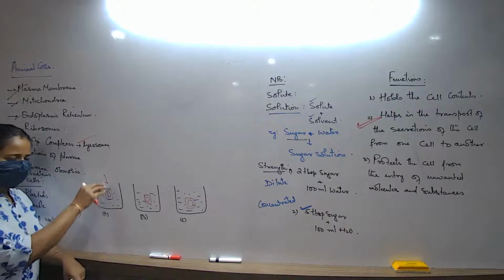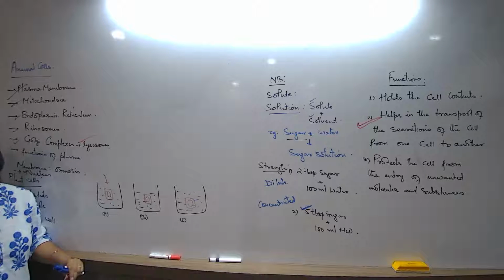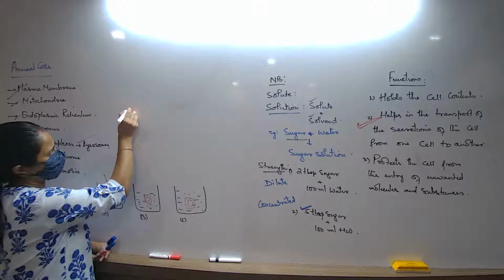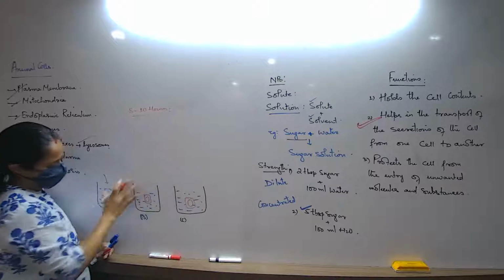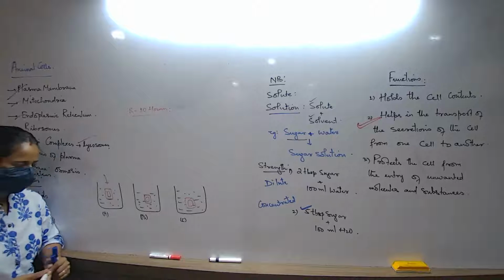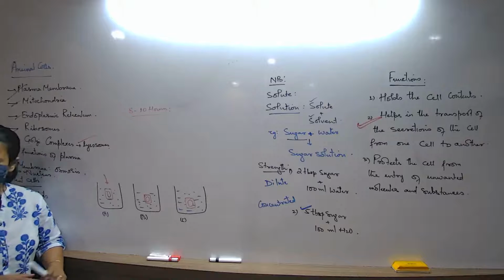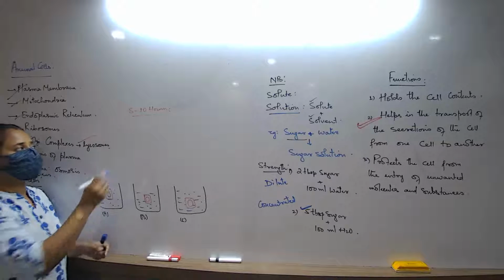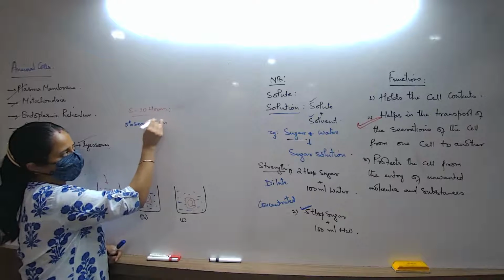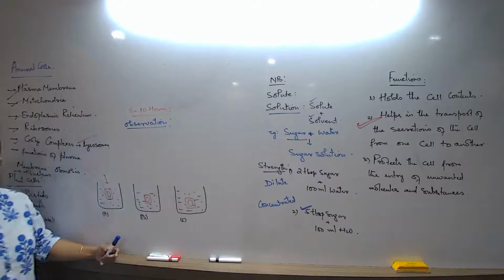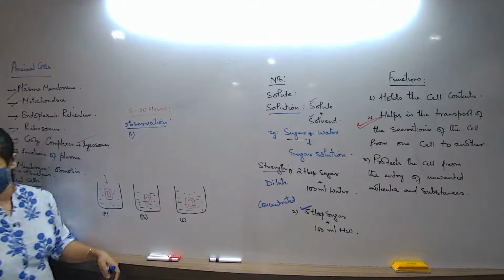Now, after putting the plant parts here, we wait for some time. For how much time? Let us wait almost for about 8 to 10 hours. We put this setup like this and then we wait almost for 8 to 10 hours. In 8 to 10 hours time, we are to check the observation. Now let us see what are the observations. In the first beaker, what will be the observation?